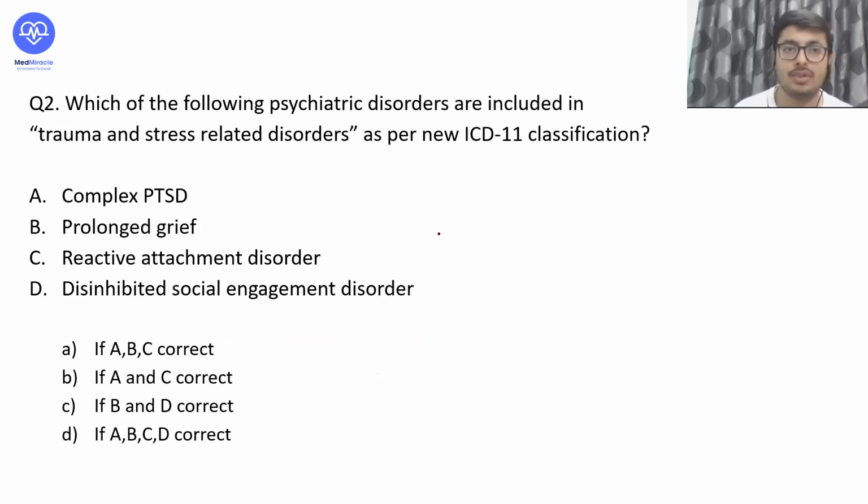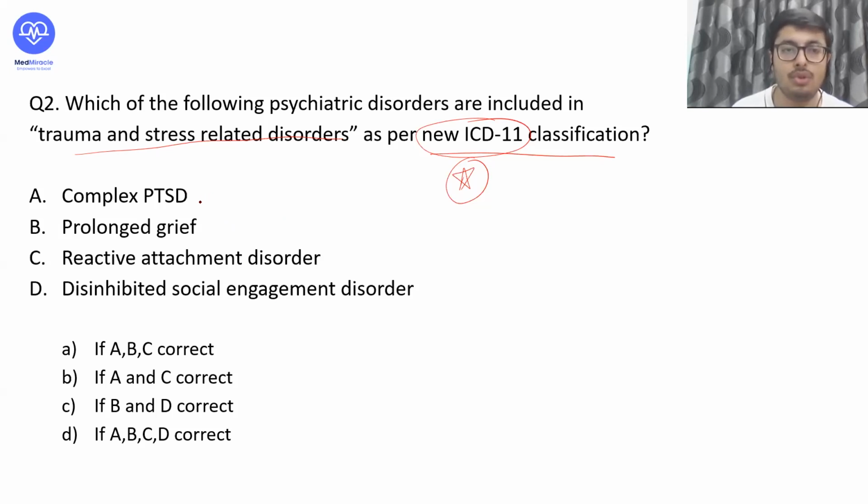Coming to the second question, which of the following psychiatric disorders are included in the trauma and stress related disorders as per new ICD-11 classification? So in psychiatry, the new ICD-11 classification and the conditions, especially the new additions which are added in different groups, that is very, very important, right? And one of such groups we have taken for making this question, it is the multiple completion type of question. We have 4 options, out of which we have to pick up the correct ones.